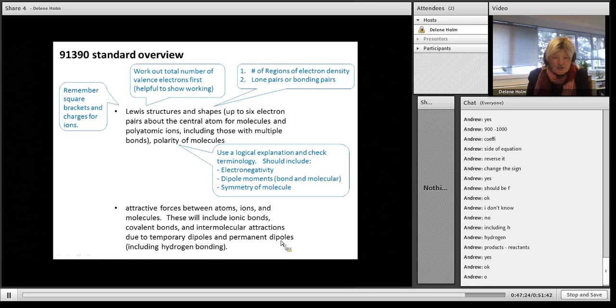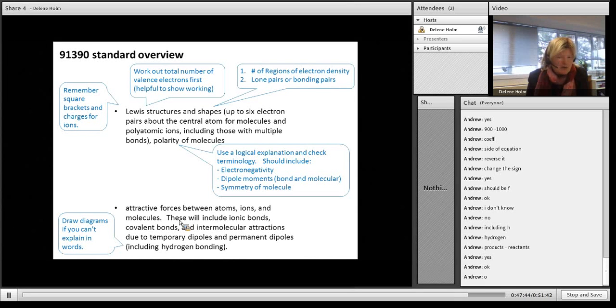Okay, so we're nearly done. Attractive forces. This is where you have to talk about the permanent dipole force of attraction, the temporary dipole forces of attraction, and the hydrogen bonding. And you must talk about all 3.